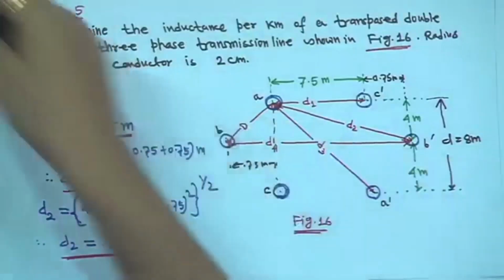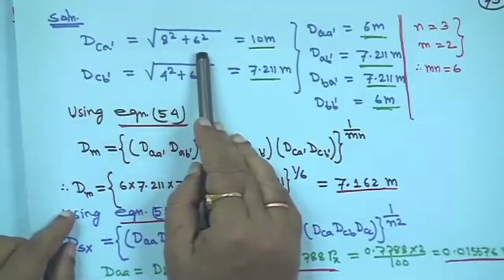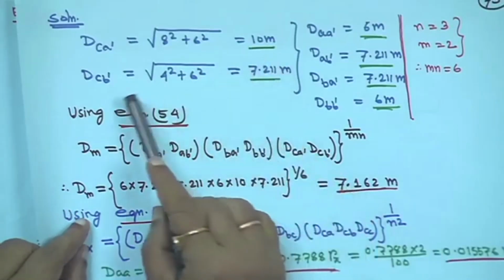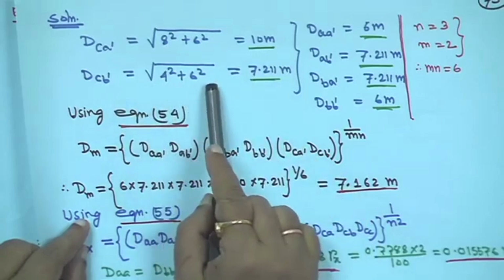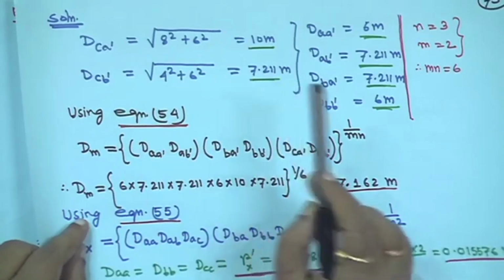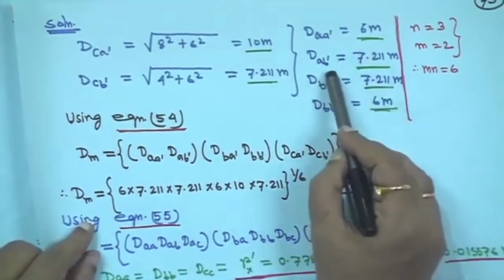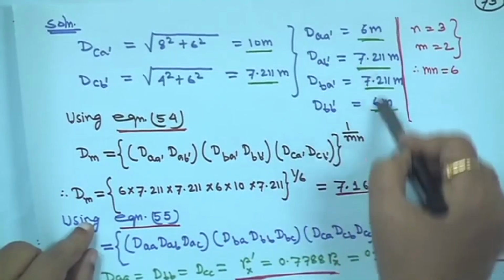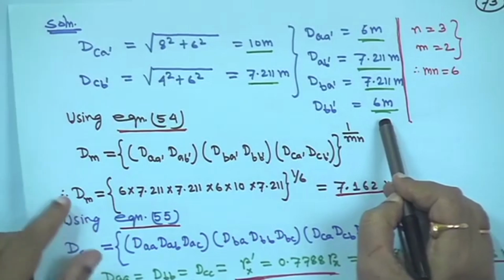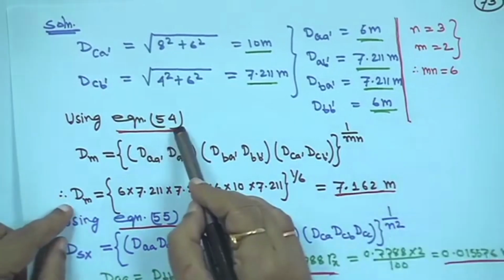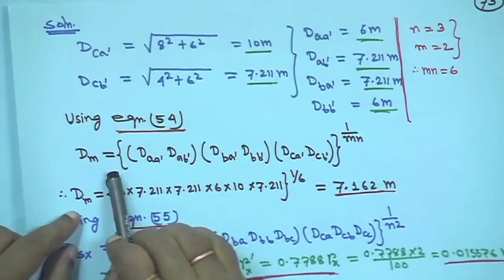Before going to that, here I have written group X n is equal to 3, group Y m is equal to 2, and mutual possibilities m into n total is 6, right. So, you calculate all the distances: D_CA dash is under root 8 square plus 6 square is equal to 10 meter, then D_CB dash is under root 4 square plus 6 square is equal to 7.211 meter, right. D_AA dash, D_AB dash, D_BA dash, D_BB dash all are given, right. Now, using equation 54, first you find the mnth root, right.